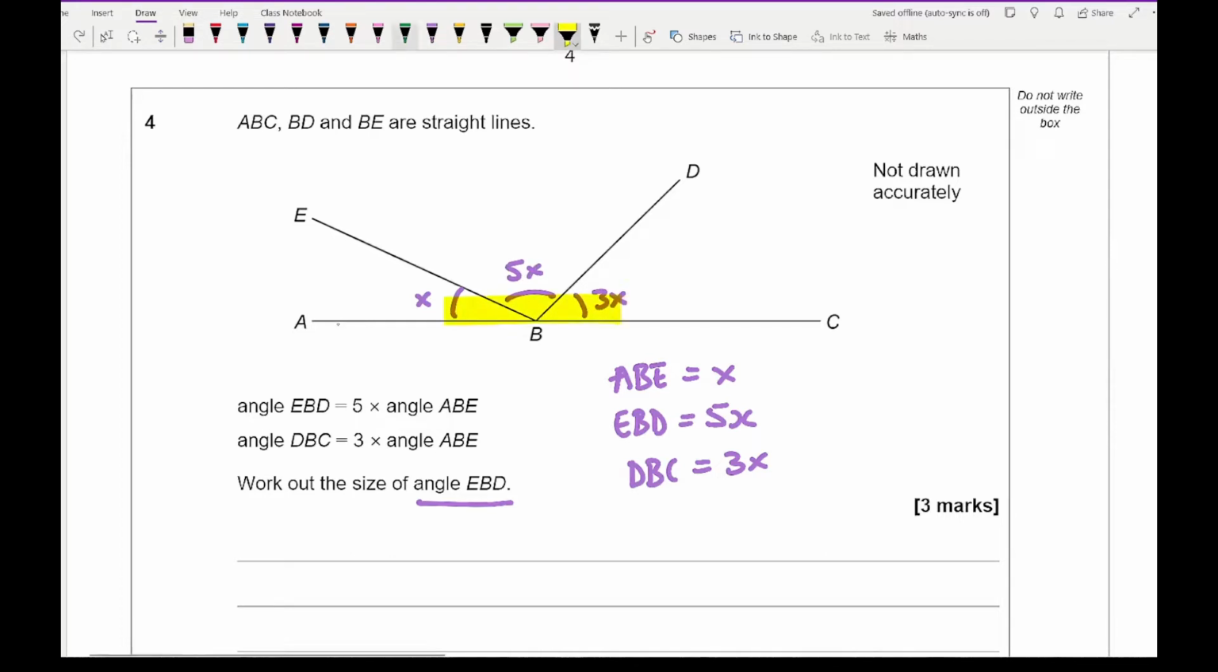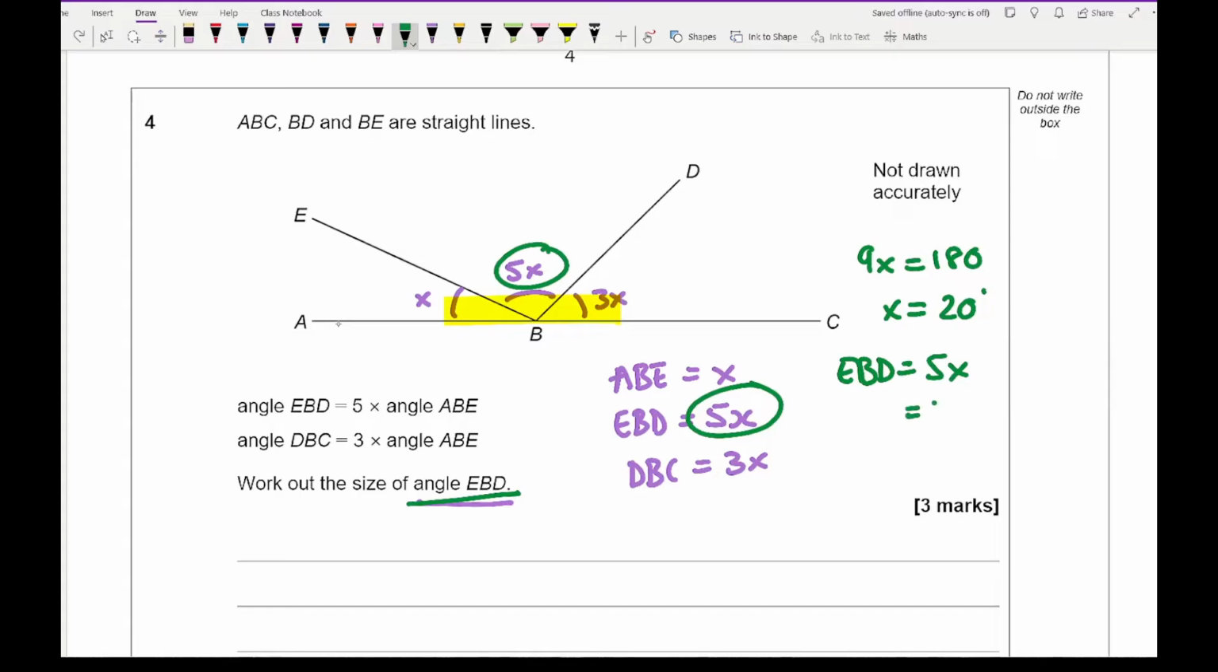Now what do we know about angles on a straight line? Well, they add up to 180. So here I've got 9x equals 180. So therefore x is going to equal 20 degrees. Now the question is asking me to work out the size of angle EBD, which is 5x. So here EBD equals 5x, which is going to be equal to 5 times 20, which is equal to 100 degrees.